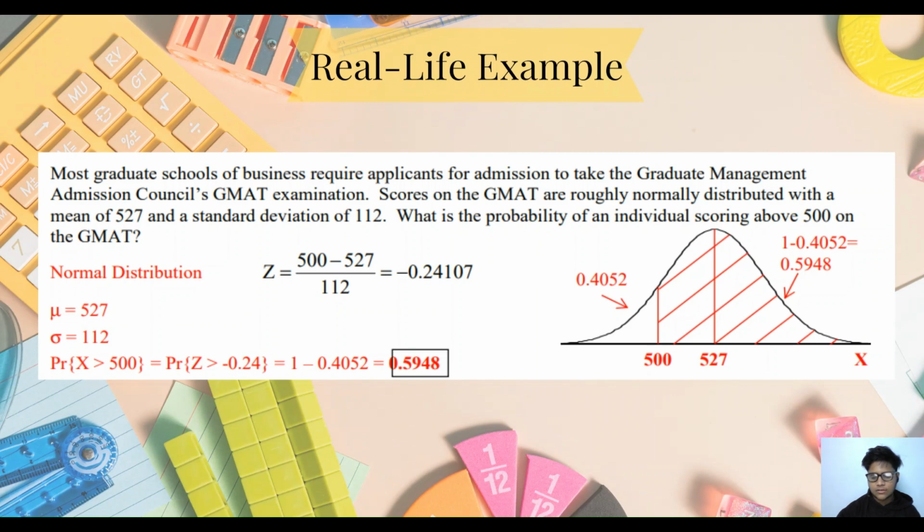Looking up the z-score in the table tells us that 40.52% of scores fall below 500. To find the probability of scoring above 500, we subtract from 1, giving us 59.48%. This analysis is visualized on the graph. The shaded area represents scores below 500, while the unshaded area represents the 59.48% chance of scoring above. This is how normal distribution helps us to make informed predictions in fields like admission and hiring.